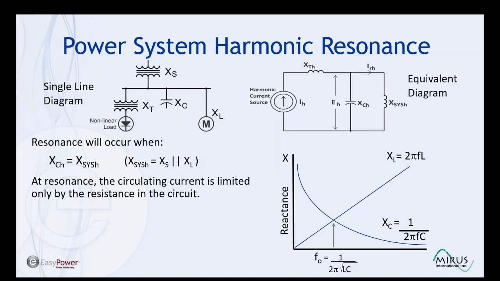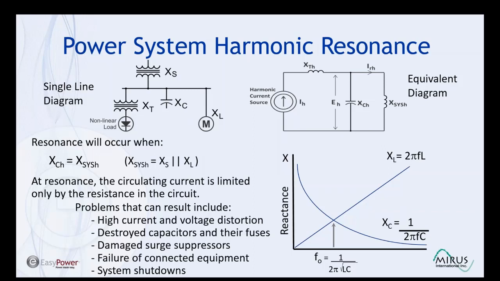But we can reach very high levels of current distortion and voltage distortion at the particular resonant frequency when this occurs. And this can cause many problems, including the destruction of capacitors, fuses, surge suppressors, failure of connected equipment, and ultimately system shutdowns if it gets severe enough.